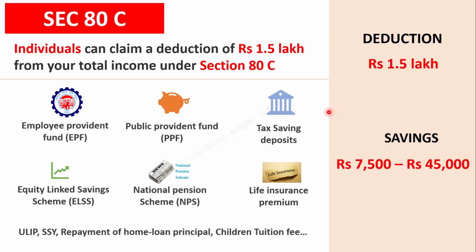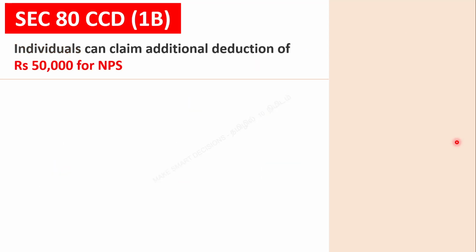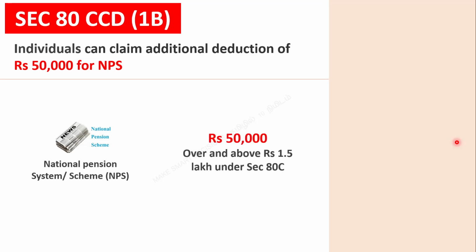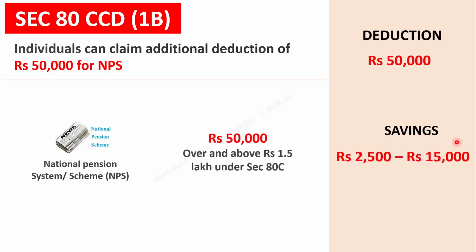So as I said earlier, the deduction is 1.5 lakhs, but what is the tax savings? If you are in the tax bracket of 5%, you can save 5% of this 1.5 lakhs, which is around 7,500. Let's say your net taxable income is around 15 lakh. In this situation, if you save 1.5 lakhs, you will be able to save 30% of 1.5 lakhs, which is 45,000. On top of 80C, we have Section 80CCD, where you can claim a deduction of 50,000 over and above the 1.5 lakhs if you invest in National Pension Scheme only. Here you can claim a tax savings of up to 15,000 if you are in the 30% income tax slab.